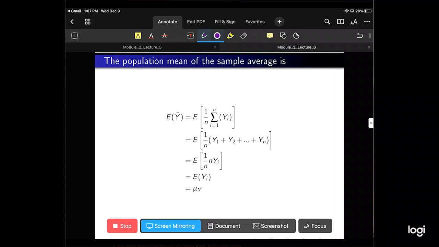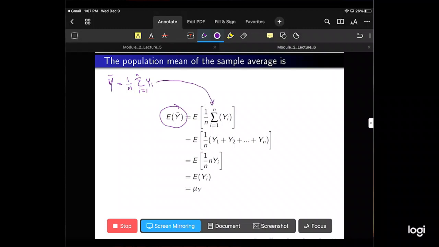Okay, first of all, what is the sample average? We defined it above, but let's do it again. So y bar is equal to 1 over n times the sum from i equals 1 to n of yi. Okay, the expected value of y bar. We can just take the expected value of y bar here. Now let's plug in the definition of y bar over there.